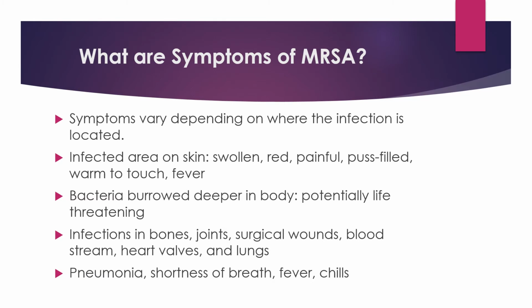What are symptoms of MRSA? Symptoms vary depending on where the infection is located. Infected area on skin, it's swollen, red, painful, pus-filled, warm to touch, and with fever. Bacteria burrow deeper in the body, potentially life-threatening. Infection in the bones, joints, surgical wounds, bloodstream, heart valves, and lungs. Pneumonia, shortness of breath, fever, and chills.